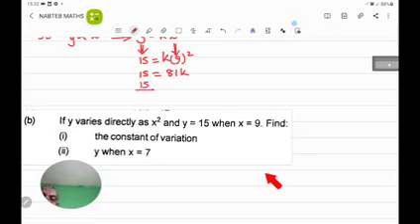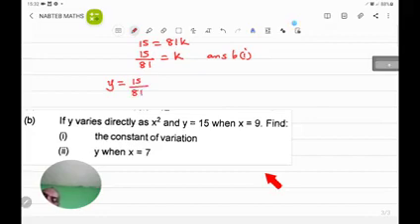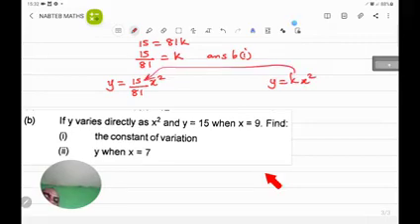So 15 over 81 is going to be the k. This is the answer to the first part of the question, the B1, the constant of variation. So the real equation is going to be y is equal to 15 over 81 x squared. It used to be y is equal to kx squared, and I found my k to be this, so I replaced k there.